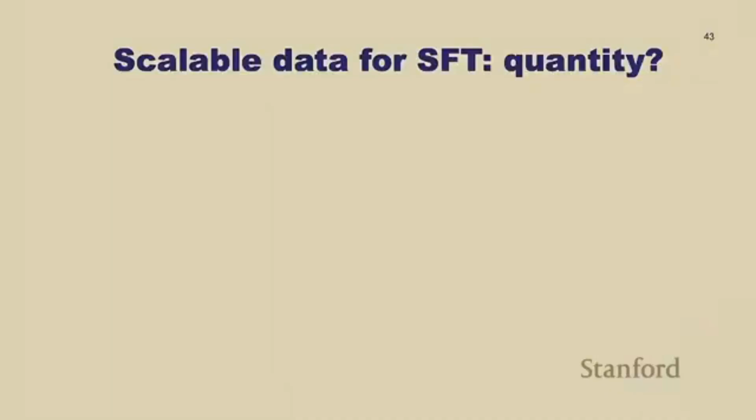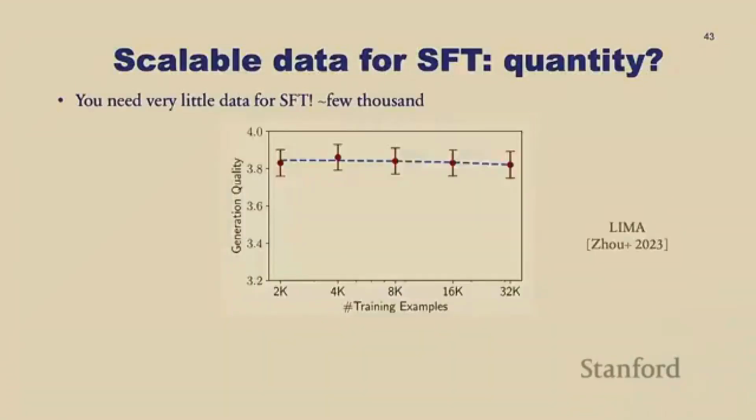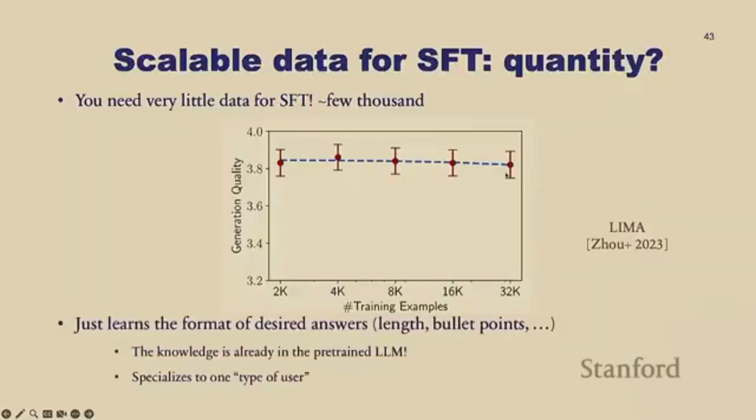Now, the quantity of data. We talked about what type of data and how we collect it. One thing which is surprising with SFT is that you don't need that much data. What this paper, called Lima, showed is that if you scale the amount of data you use for supervised fine-tuning from 2,000 to 32,000, it really doesn't help much. So here scaling laws definitely don't help. The intuition is that all you learn is how to format your desired answers.